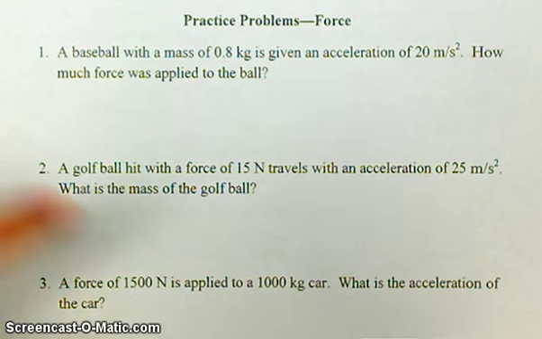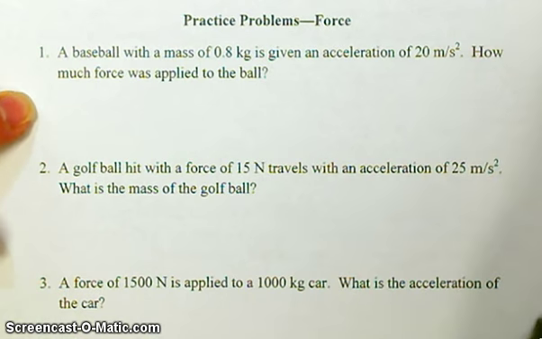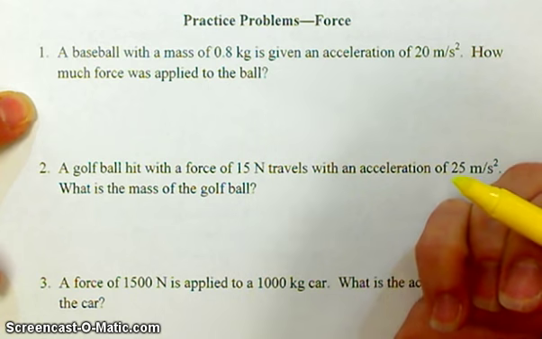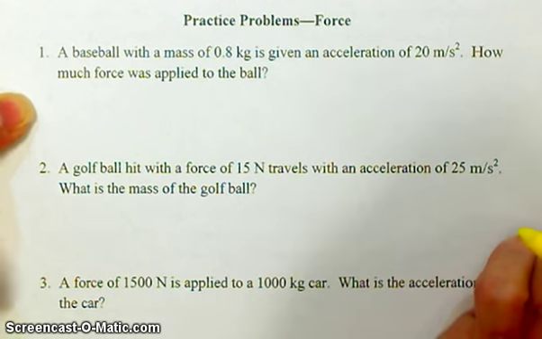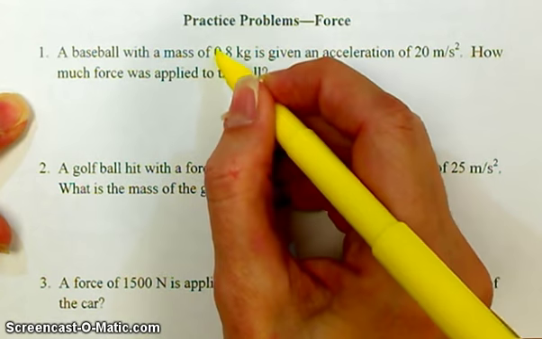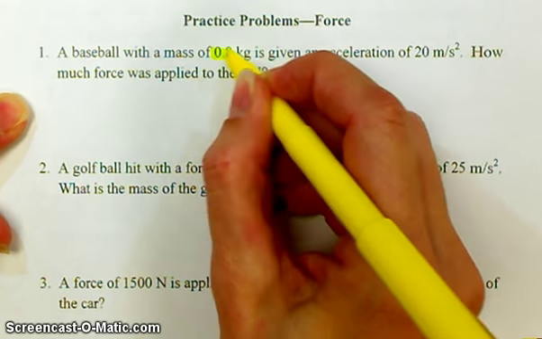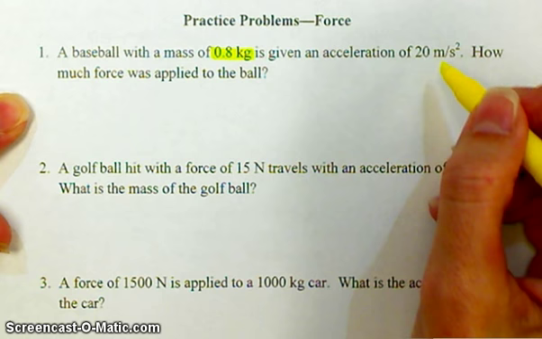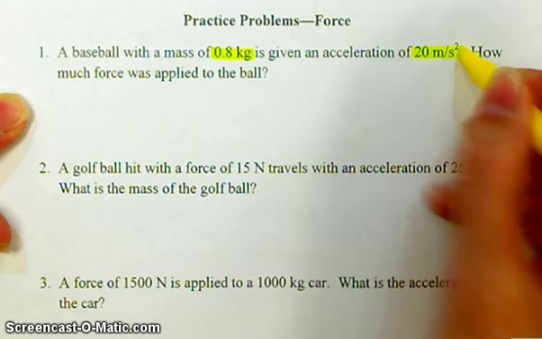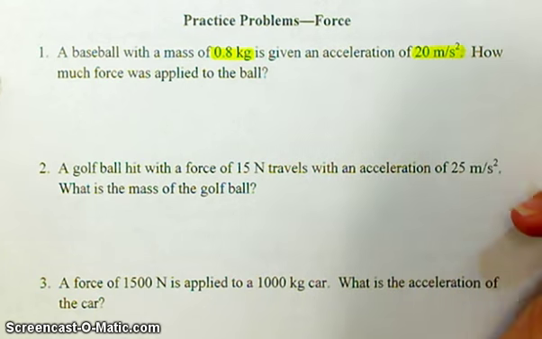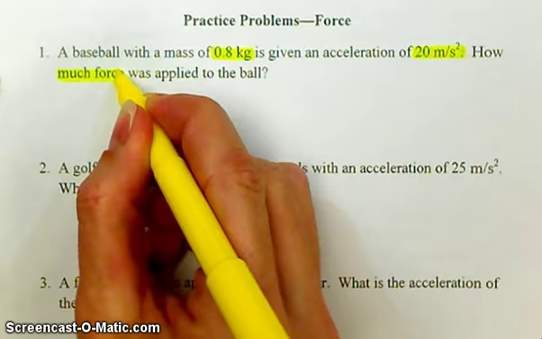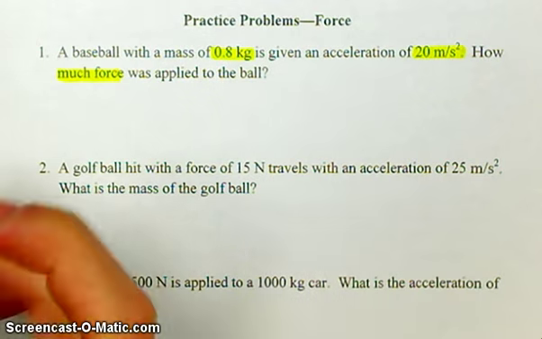All right, so number one is the first one that we're going to do together. It says a baseball with a mass of 0.8 kilograms is given an acceleration of 20 meters per second squared. How much force was applied to the ball? All right, so first of all, you have 0.8 kilograms, highlight that. You have 20 meters per second squared, and it asks how much force.